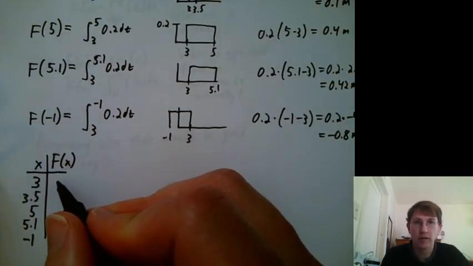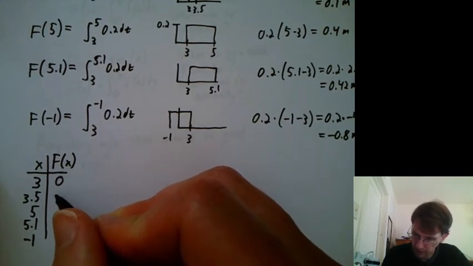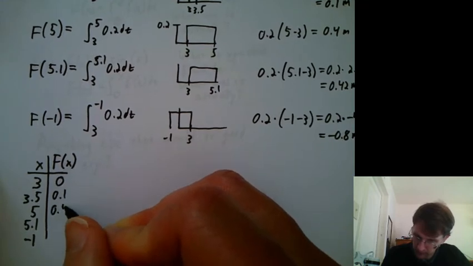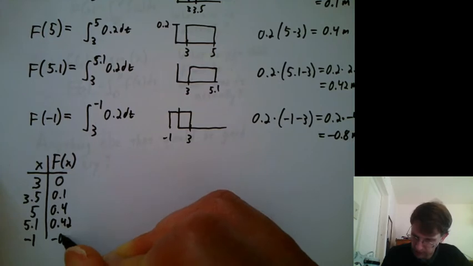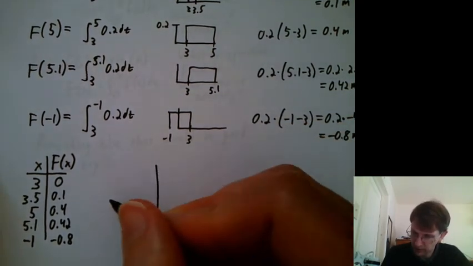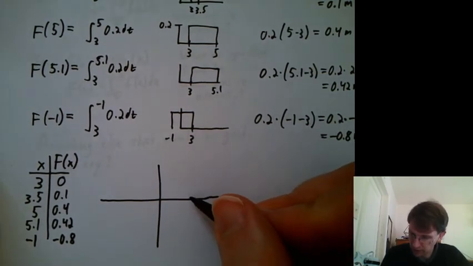Let's copy our answers here. At 3, f of x was 0. At 3.5, it was 0.1. At 5, it was 0.4. Here it was 0.42. Here it was -0.8. And I'll kind of sketch a graph to begin with, but then we'll go do it in Desmos more carefully.